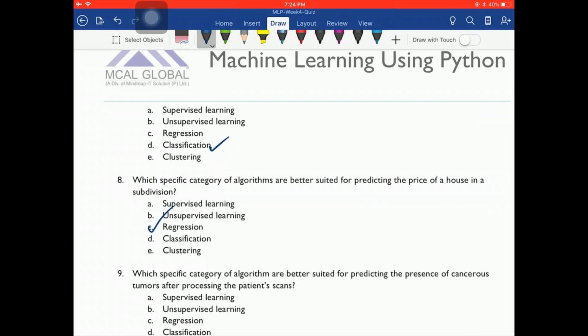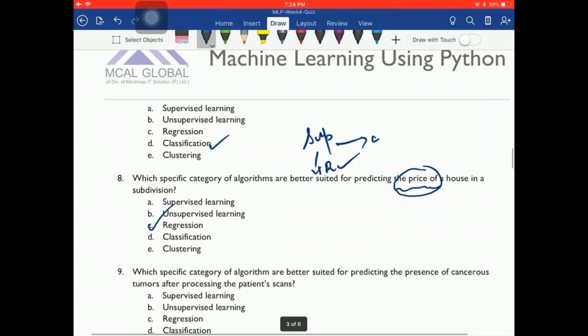Any confusion? Price. But regression is part of the supervised learning, right? So it should be A and C both, correct? Yes, supervised learning has regression and classification. So when I'm saying the price, that's regression only.